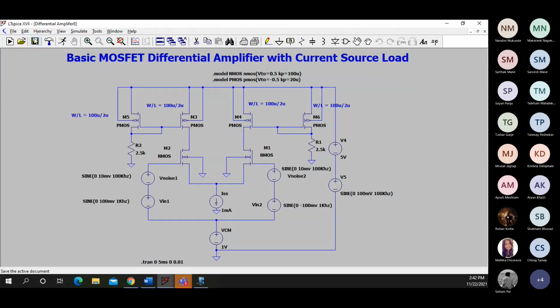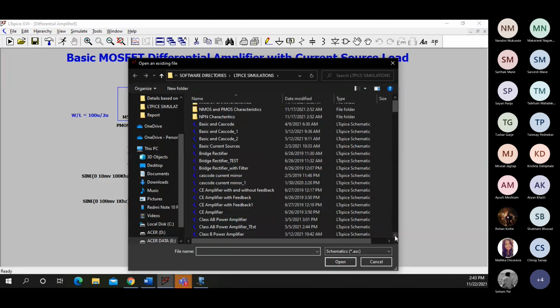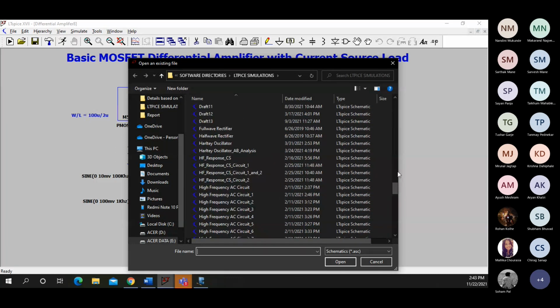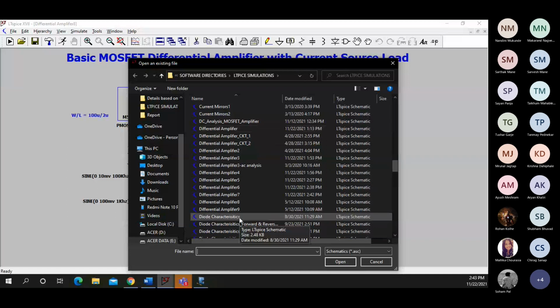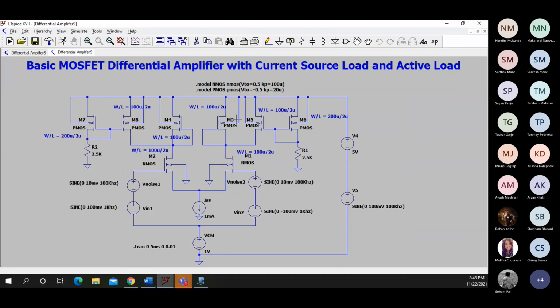And to boost the gain further, we are having a current source and a PMOS load. Okay, so this is like the ultimate differential amplifier. Now why is this done? Okay, that's the question.